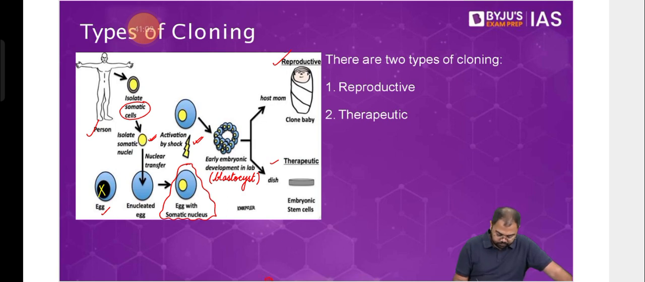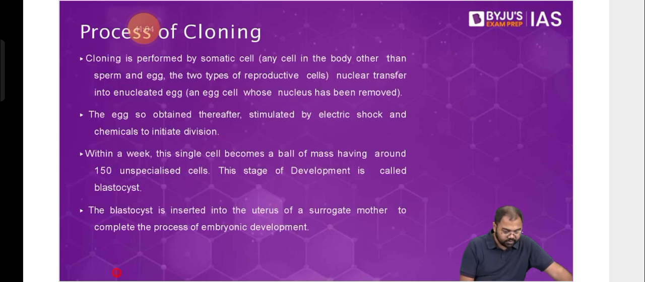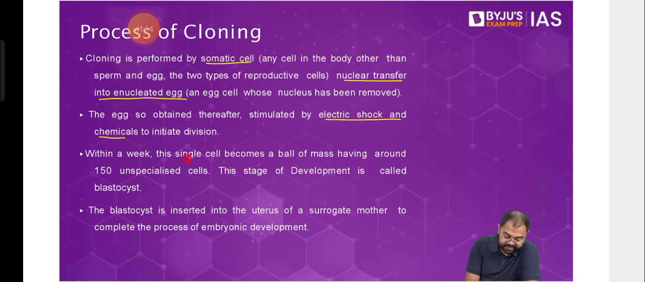Now, just to summarize the points. First, we take the somatic cells, and we transfer the nucleus into an enucleated egg cell, meaning that the nucleus has been taken away from the cell. And then after that, it will be stimulated with the help of electric shock and chemicals to initiate the division. And then we see that we have a single cell that becomes a ball of mass having almost 150 unspecialized cells. This is called a blastocyst.